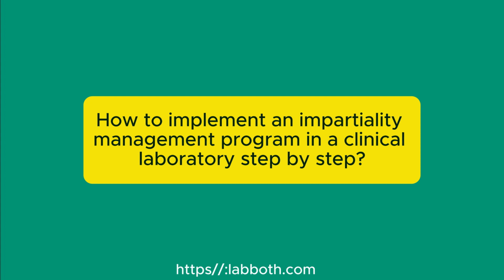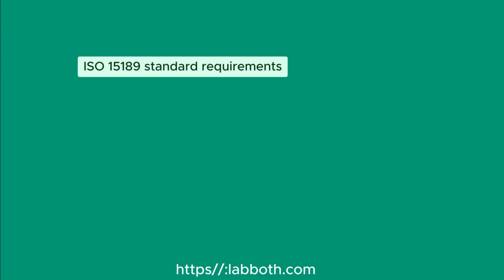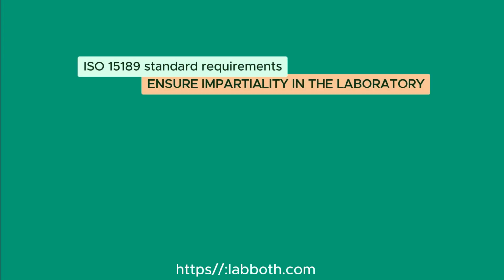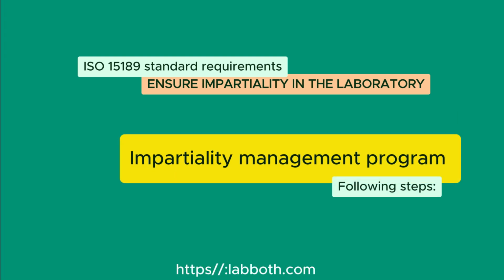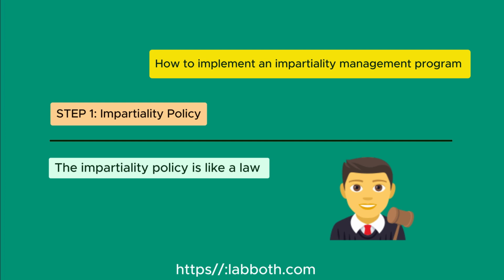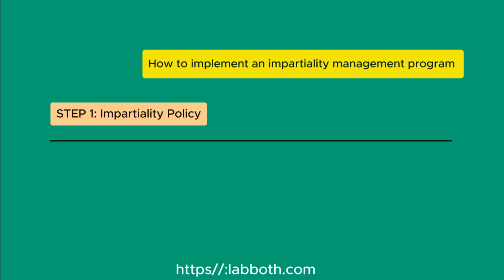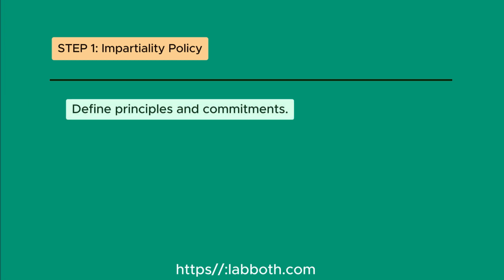How to implement an impartiality management program in a clinical laboratory step by step. To meet the requirements of the ISO 15189 standard and ensure impartiality in the laboratory, it is necessary to implement a comprehensive program that includes the following steps. Step 1. Impartiality Policy. The impartiality policy is like a law created in Congress. It is the starting point to demonstrate compliance with the requirements regarding impartiality. Within this stage, there are three fundamental secondary phases, which are: define principles and commitments.